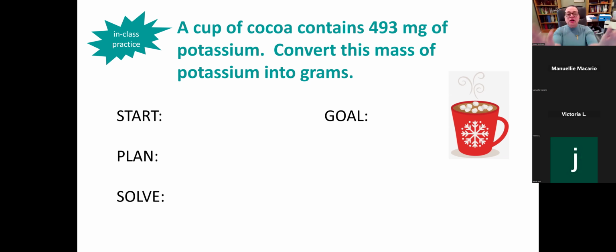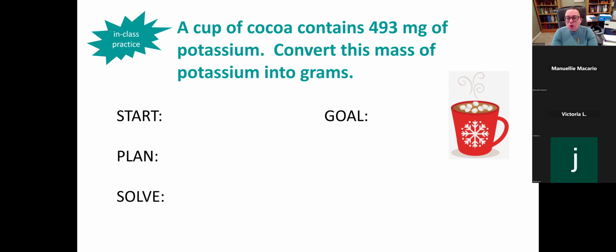All right, so let's look at our story. And a little cup of cocoa, and it has 493 mg of potassium. And you want to convert this mass of potassium into grams. All right, so what are we starting with? What are we given? What's kind of right in front of us? It's usually something you can see or feel or touch.